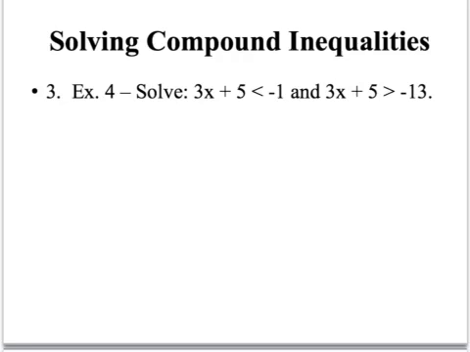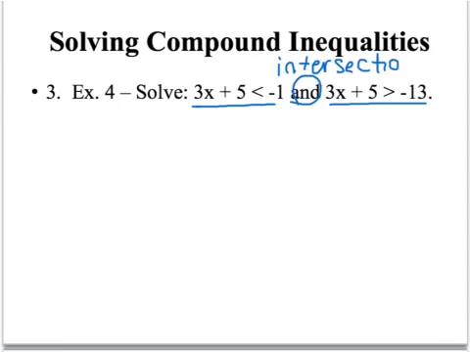It's a compound inequality. We have 3x plus 5 is less than negative 1, and 3x plus 5 is greater than negative 13. So we want the numbers that are solutions to this one, and those numbers that are solutions to this. Alright, so this is actually an intersection problem. Anytime it specifically tells you "and," it wants intersection.